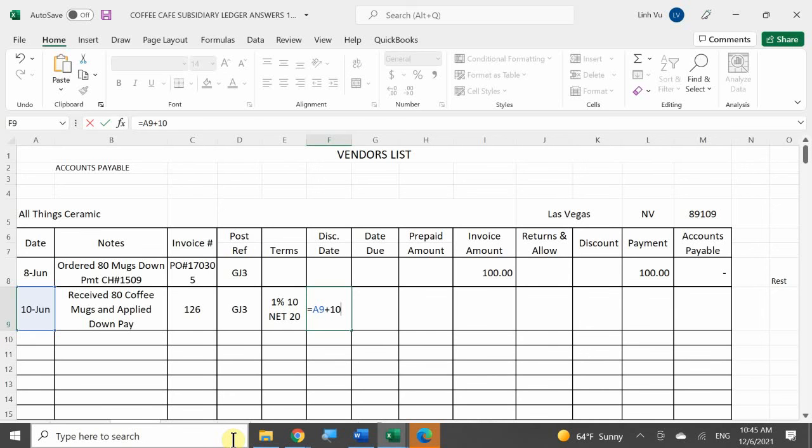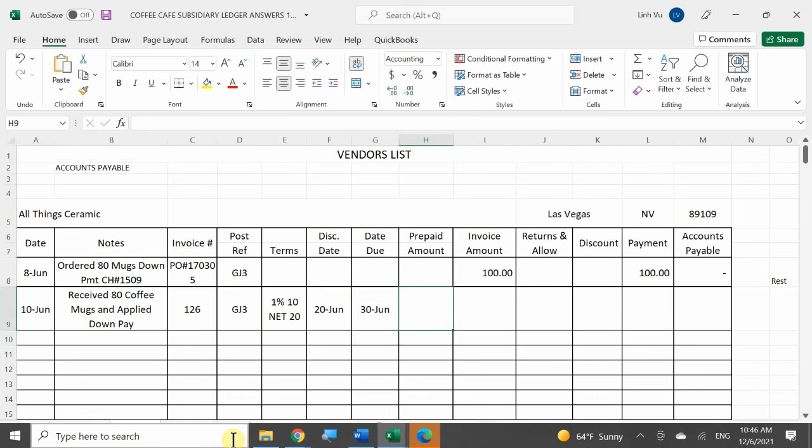In 20. If I paid on the 20th, I'm going to receive a 1% discount. If not, when is the entire bill actually due? And the 30th. Correct. It's going to be due at the end of the month.